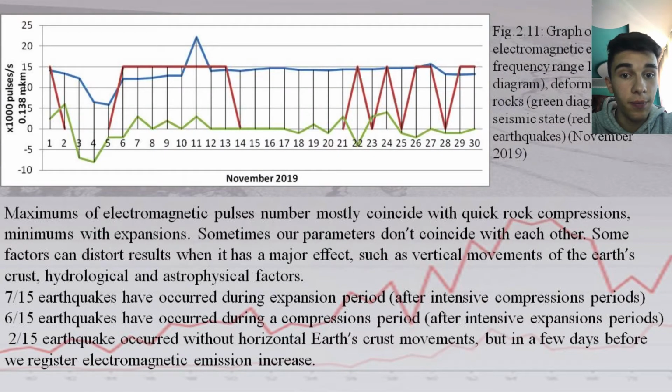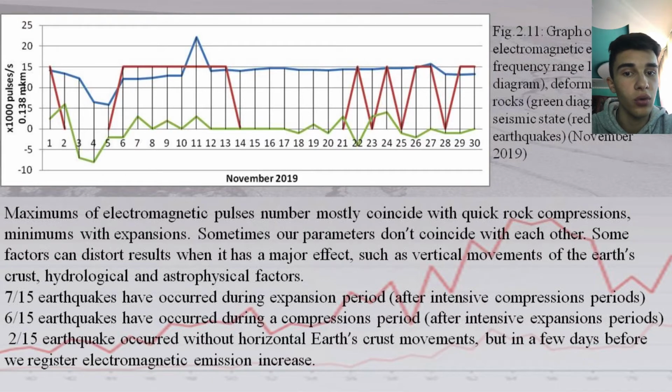Next graph, in the period November 2019. Maximums of electromagnetic emission pulses mostly coincide with rock compressions, minimums with expansions. Sometimes our parameters don't coincide with each other. Some factors can distort the results when they have a major effect, especially vertical movements of the earth crust; hydrological and astrophysical factors can distort results. In future explorations, we will take these factors into account.